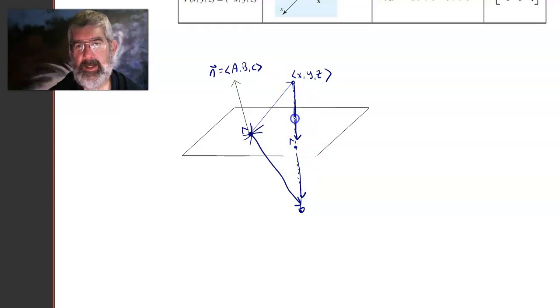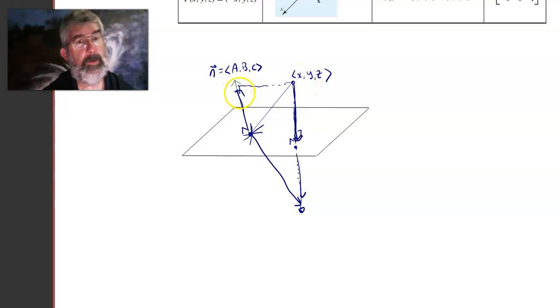But this vector headed downhill here is the same as the negative of the projection of this vector onto the normal vector. So this vector here is in the direction of the normal vector. This, being perpendicular to the plane, is parallel to that thing. And so I just need to project x, y, z onto n. Well, I know how to do that.